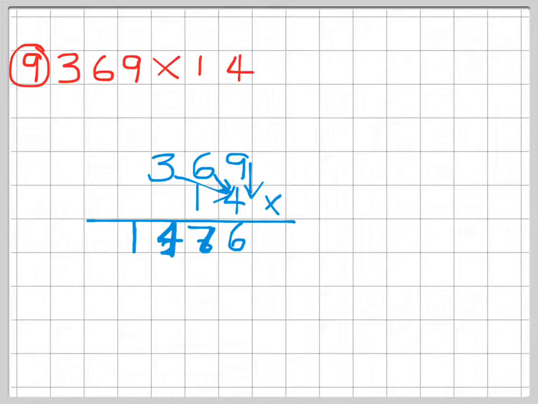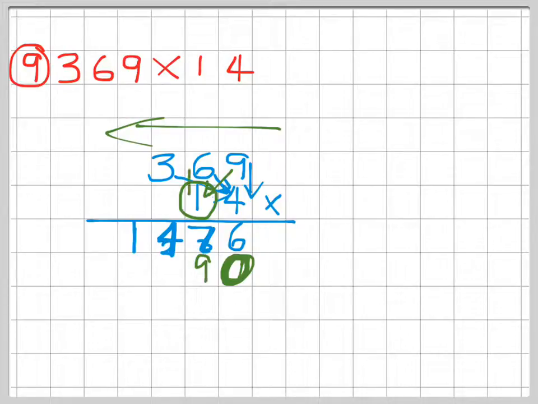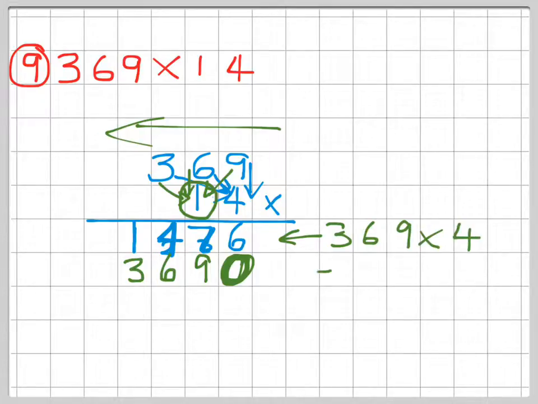So now I've got to multiply everything by this number 1. Let's swap colour. I'll go to a green. Because I'm timesing everything by the 1 and the 1 is in the tens column, everything's 10 times bigger. So we put a big fat 0 here to shove every digit in the answer along to the left one place. So we say 9 times 1 is 9, 6 times 1 is 6, 3 times 1 is 3. So on this line here, you've really done 369 times 4. And on this line, you've done 369 times 10. Don't forget the big fat 0. That's where most people go wrong.